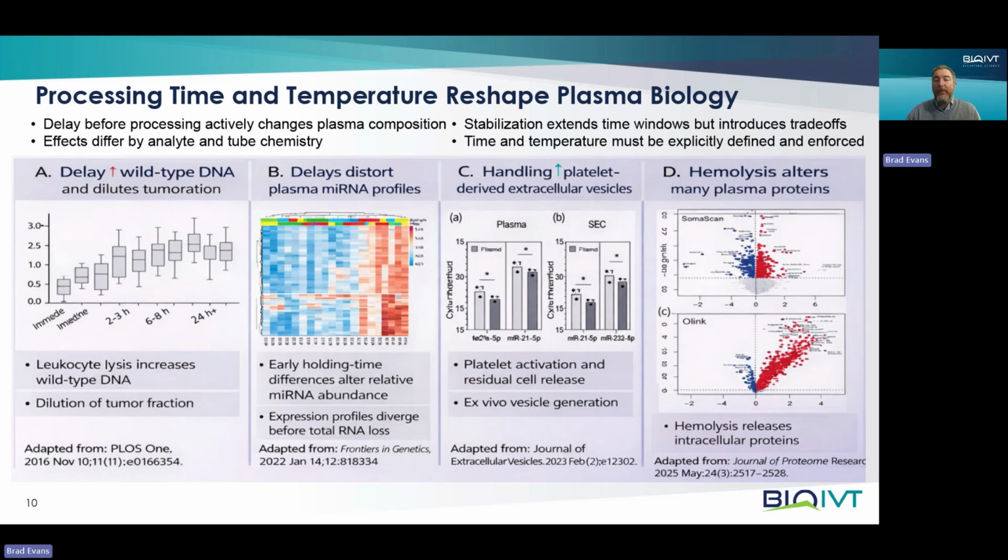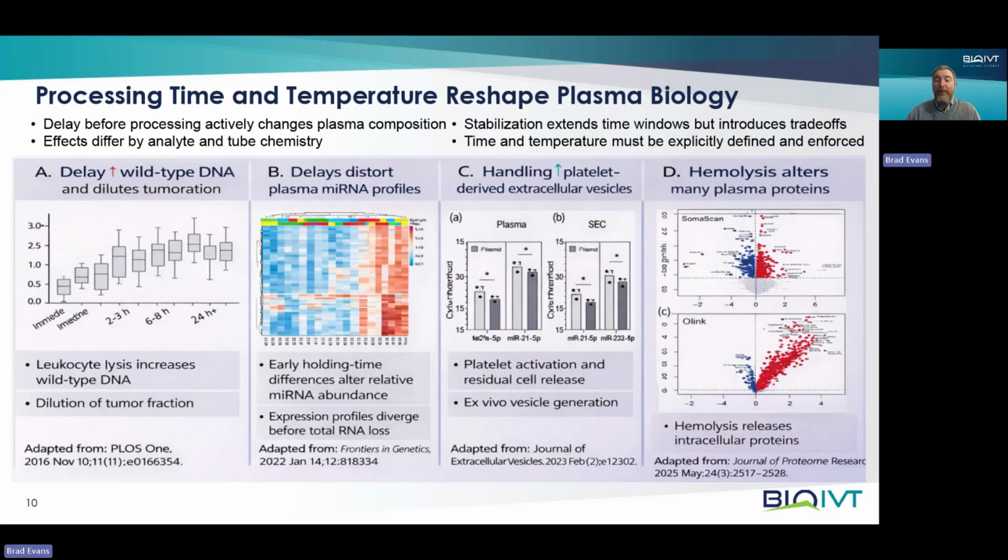Panel D focuses on proteins and hemolysis. These plots show widespread changes in measured protein abundance when hemolysis occurs. Red blood cell rupture releases intracellular proteins into the plasma, and that shifts many proteomic readouts. So even mild hemolysis during handling can look like systemic biological change.